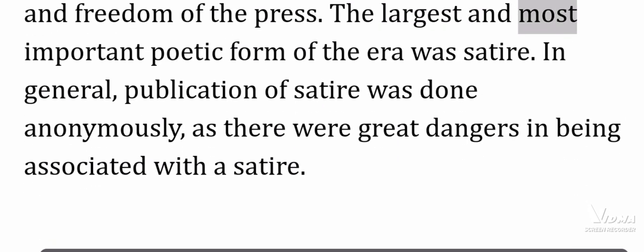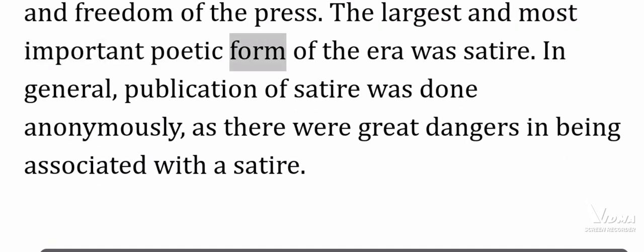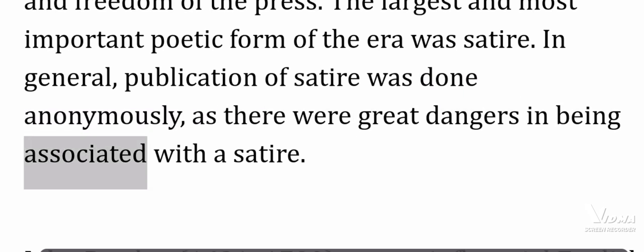The largest and most important poetic form of the era was satire. In general, publication of satire was done anonymously, as there were great dangers in being associated with a satire.